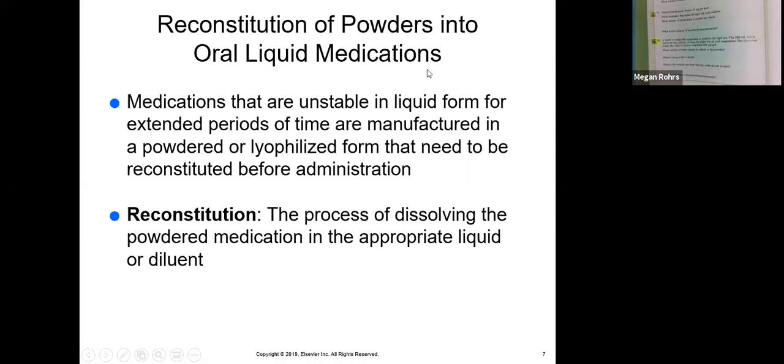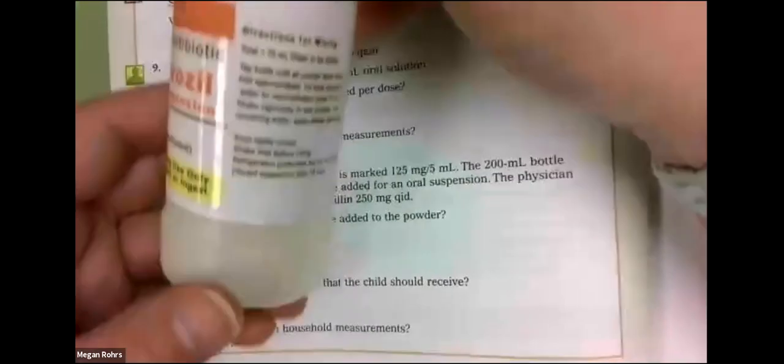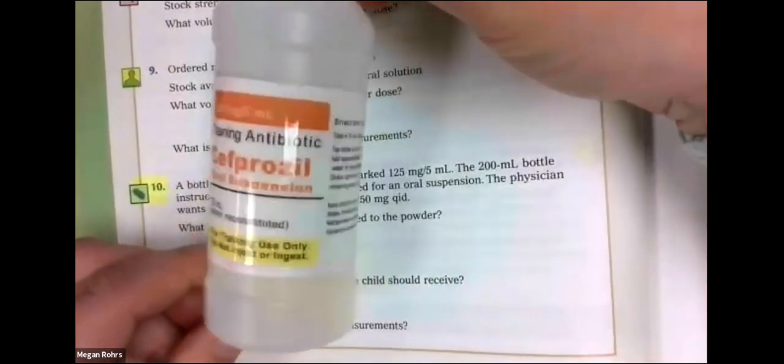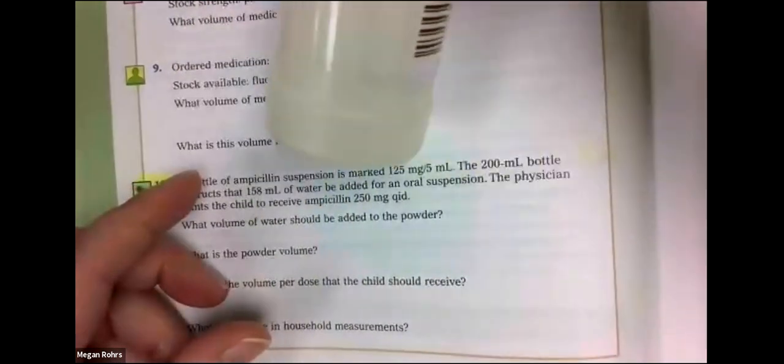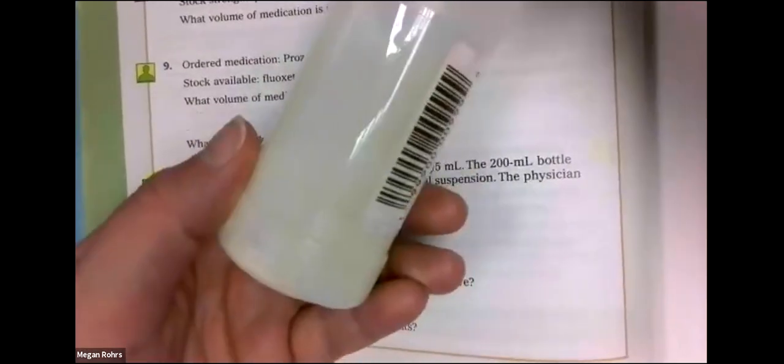Okay, so reconstitution of powders into oral liquids. We use the reconstitution process a lot with oral suspensions. So reconstitution is the process of dissolving a powdered medication in the appropriate liquid or diluent, also known as a solvent. So here I have an example of a suspension. Suspensions usually come in powder form, like so here, if you can see that.